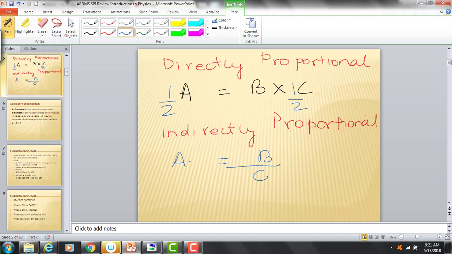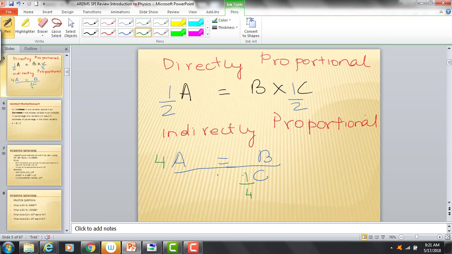Now over here, A and B are directly proportional, so whatever you do to B, the same thing will happen to A. But here A and C are indirectly proportional because C is in the denominator. So whatever you do to C, the opposite will happen to A. For example, if you increase C 2 times, A will become half. So we simply flip the number. We can also write 2 divided by 1, so we flip the number. A will become half.